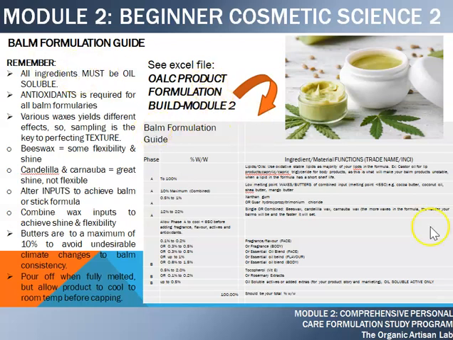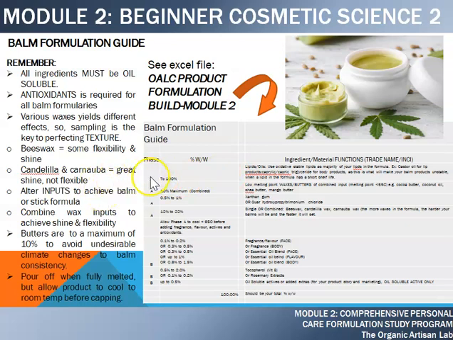So let me just give you a quick brief of what this slide is all about. A balm formulation guide. Remember, all ingredients of a balm, if you're creating a balm, must be oil soluble. Antioxidants are required for all balm formulas. Various waxes yield different effects, so sampling is the key to perfecting the texture of your balm. Beeswax, for example, will give you some flexibility and shine. Candelilla and carnauba will give you great shine, but it's not flexible.